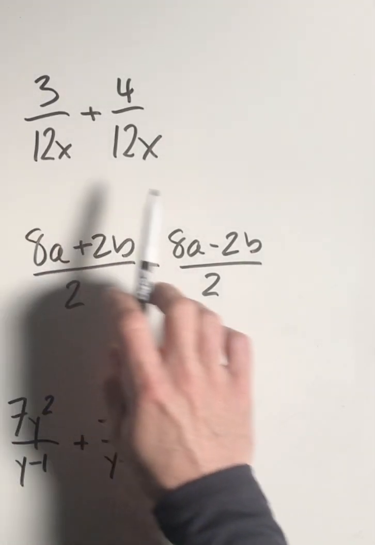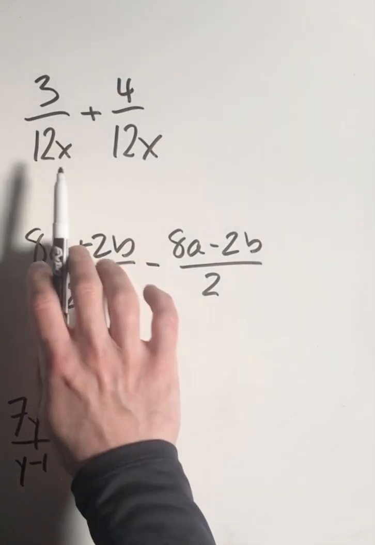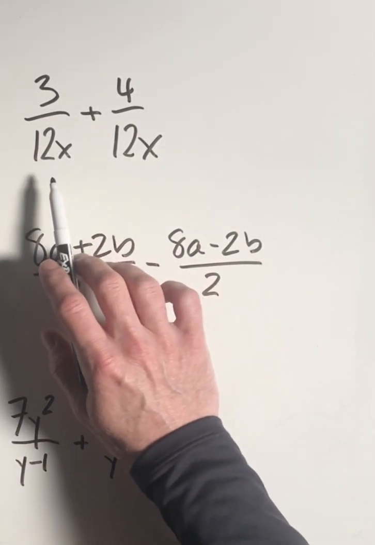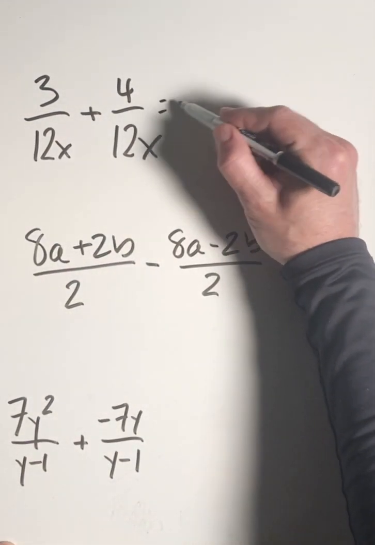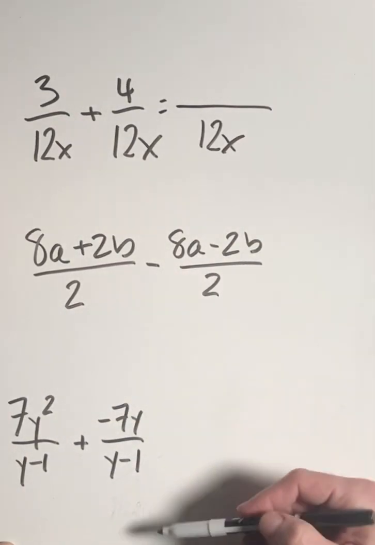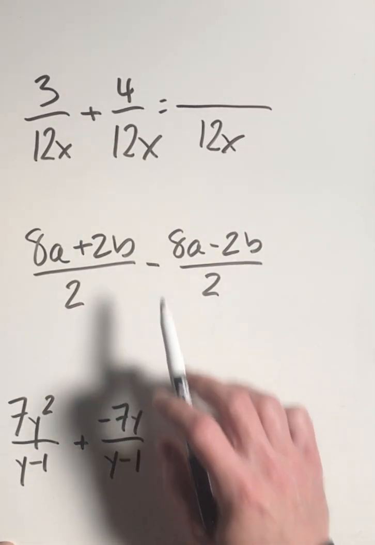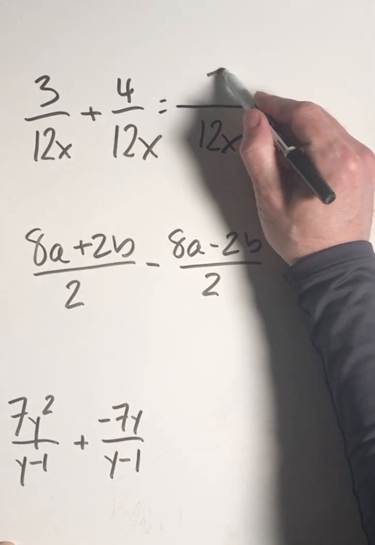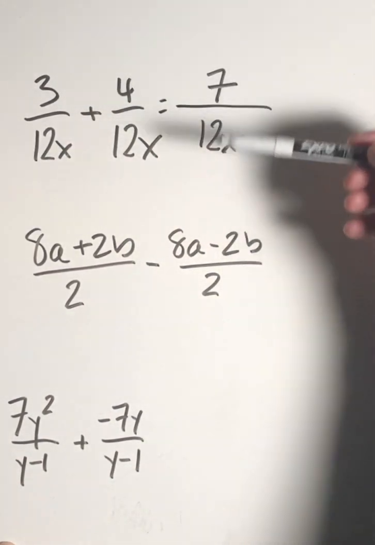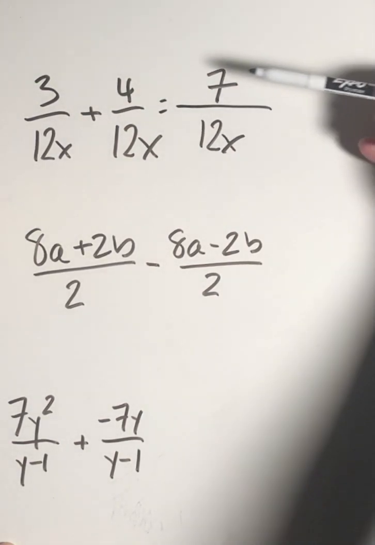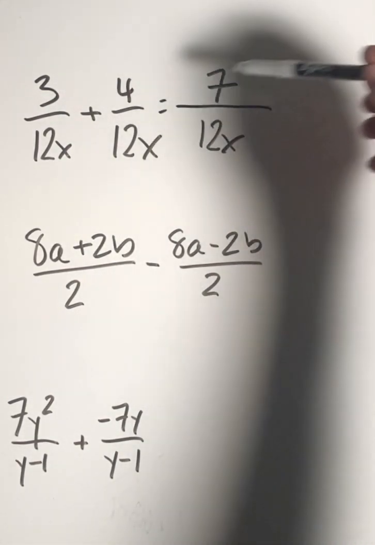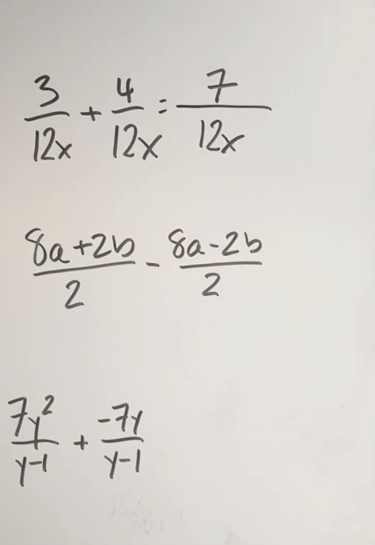We will have to add or subtract rational expressions with the same denominator, and we will do that as follows. Because the denominators are the same, we will be able to hold that common denominator in each of these cases and simply have to add the numerators and re-express it. So 3 over 12x plus 4 over 12x equals 7 over 12x. 7 and 12 do not share a common factor, so we cannot simplify this rational expression any further.